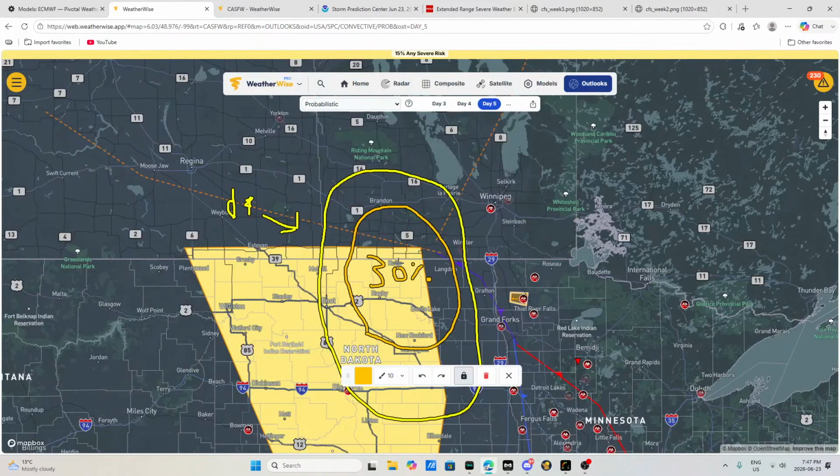So as you can see here for day 4, I've highlighted my area of risk. They're going to shift. I am highly sure they're going to shift. If not, they're going to add a 30% for an area like right here. It's not going to be that long. It's going to be a very, very small area of 30%.